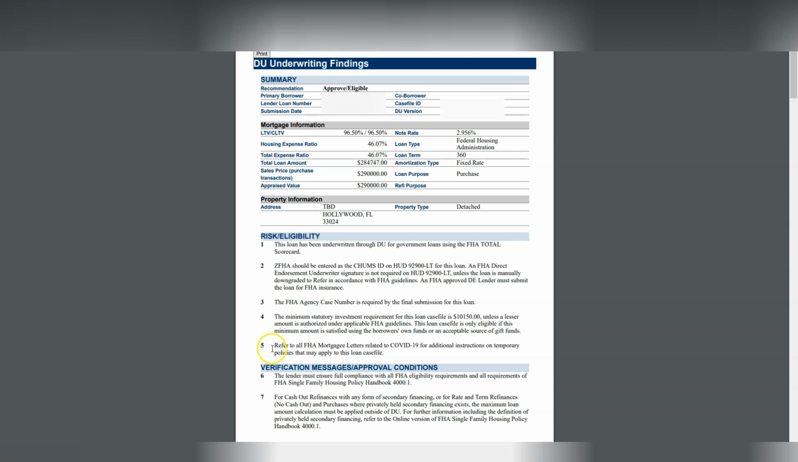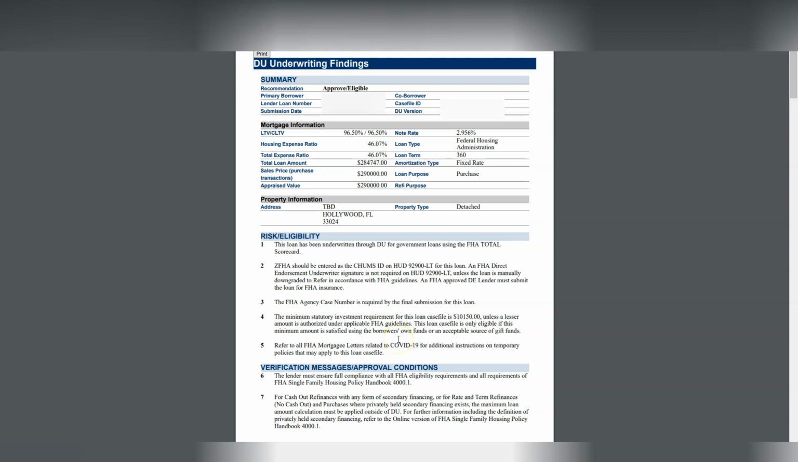Now, a little bit further down, it says to refer to all mortgage letters related to COVID-19 for additional instructions on temporary policies that may apply to this loan case file. Now, there's other things, but this is during a time where COVID had an effect on loans. So sometimes there were people that were in forbearance and you have to wait a certain number of months where they've made consecutive mortgage payments after not being in forbearance anymore to be able to qualify for a loan.